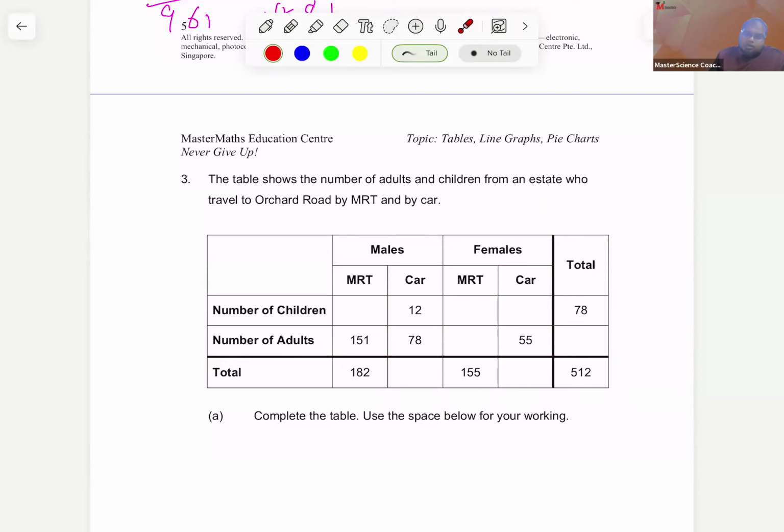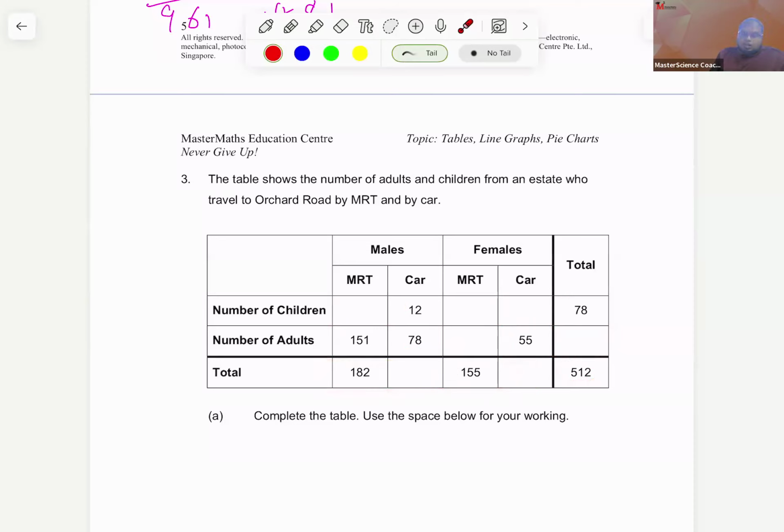The total here, this 78, is equal to all of these added together. The total here is equal to all these adults added together. You must understand that each of these totals works the same way. These two total 282. These two total 455. And lastly, this total is all of these totals, or also this total. Okay?